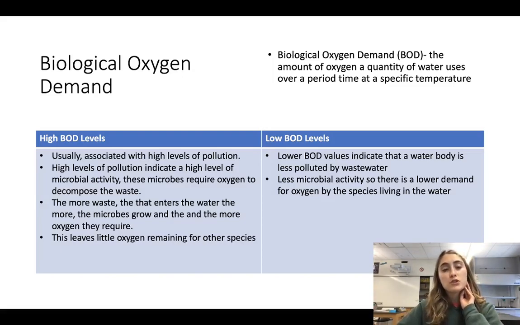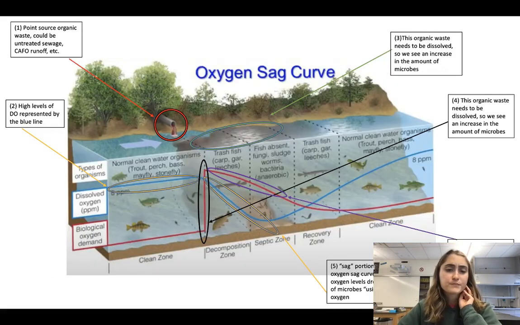So the more pollution there is, the more microbial activity there is, the more oxygen those microbes are going to be taking in, and the less there's going to be available for the species actually living there. So the demand will be very high. Whereas a low BOD would be the opposite. There isn't a lot of microbial activity, so the demand for oxygen of species living in the water is going to be much less because there's more available.